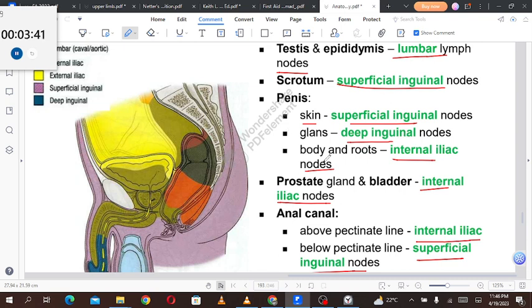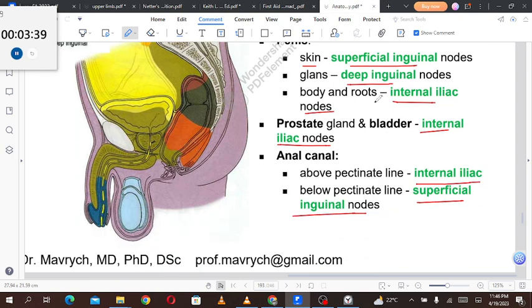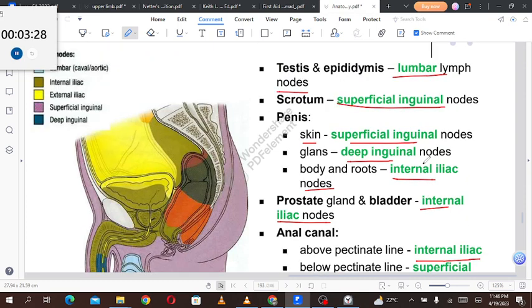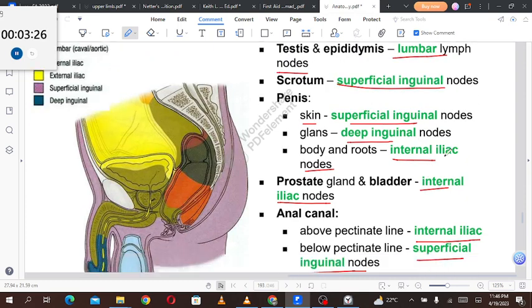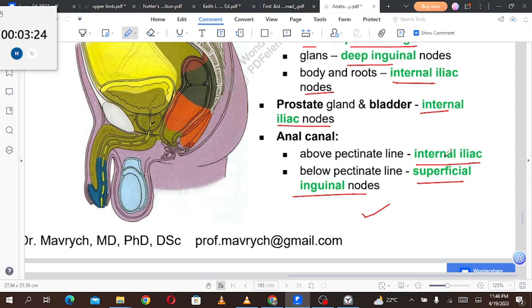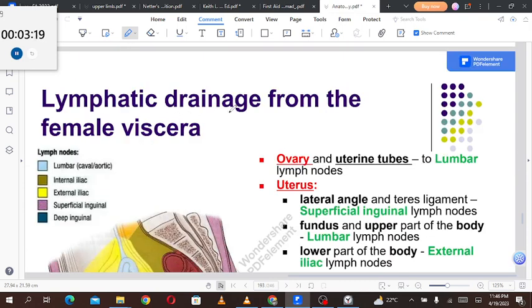Body and root will go to the internal iliac lymph nodes, just like the prostate gland and the bladder, which also go to the internal iliac lymph nodes. Also, the anal canal above the pectinate line goes to the internal iliac, while below the pectinate line it empties into the superficial inguinal lymph nodes, just like the scrotum and the skin of the penis. So make some correlations, and then you will be able to remember these things. Moving forward to the next point, lymphatic drainage from the female viscera.